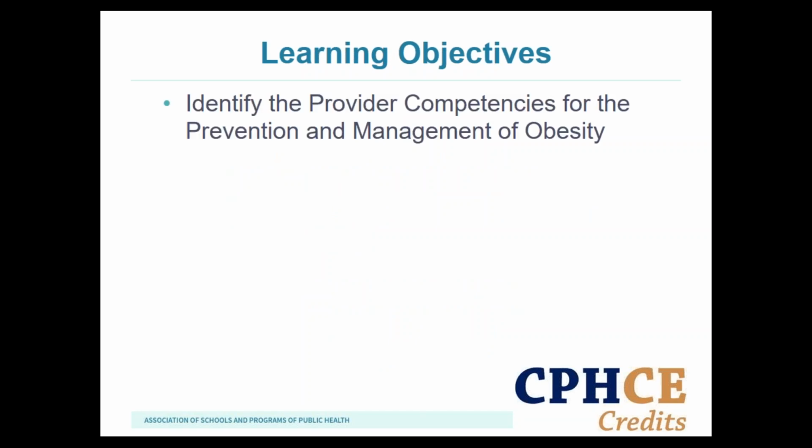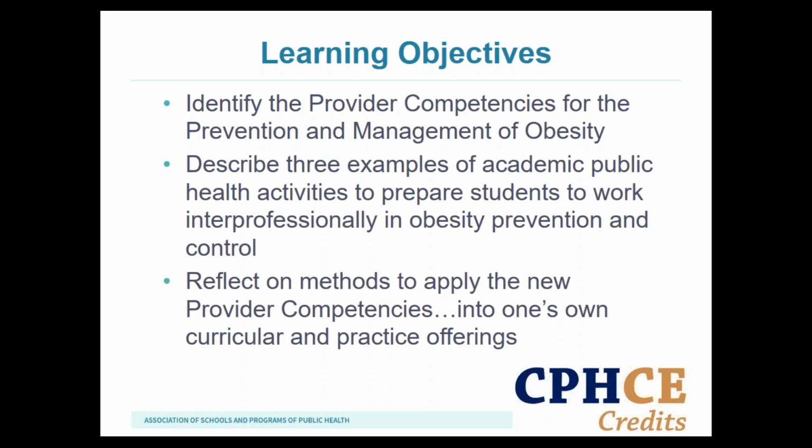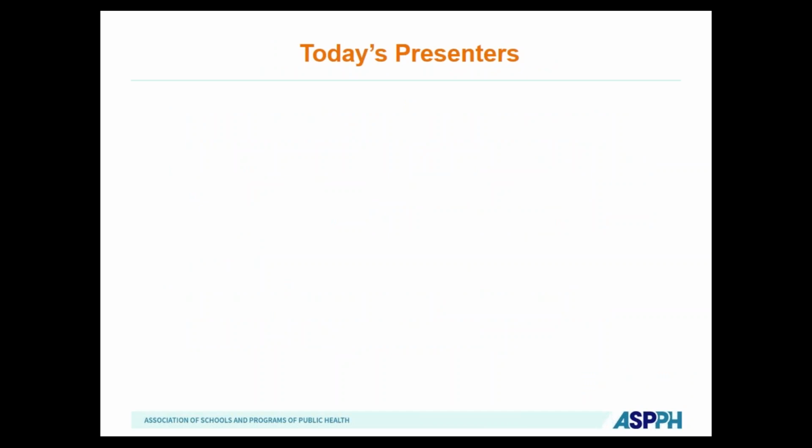We have 3 learning objectives, and we are offering 1 hour of certified in public health continuing education credits. The first learning objective is that you could identify these competencies. They came out in June, but we wanted to make sure to share them in this public forum to the academic public health community. Next, that you can describe 3 examples of academic public health activities that are working really well to prepare students to work interprofessionally in obesity prevention and control. And lastly, for you to reflect upon how you might apply these competencies into your own curricular and practice offerings.